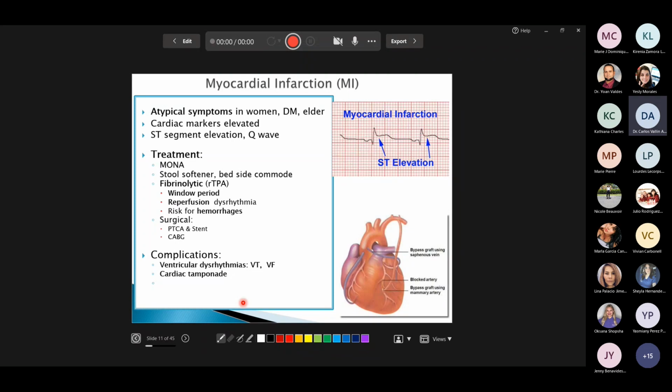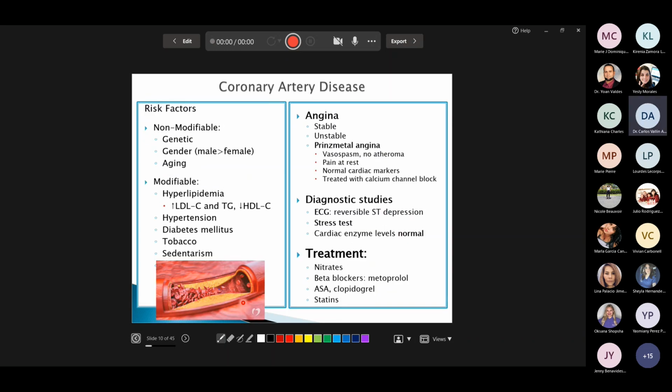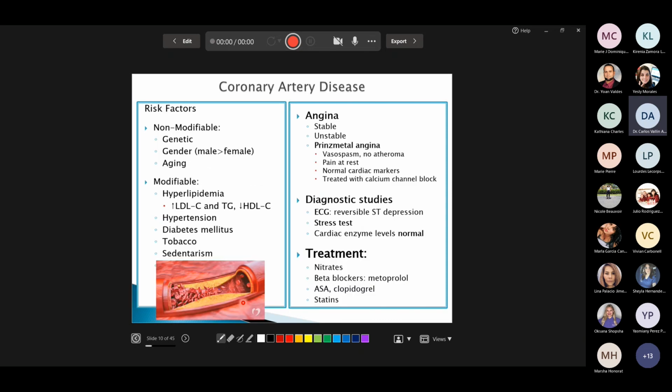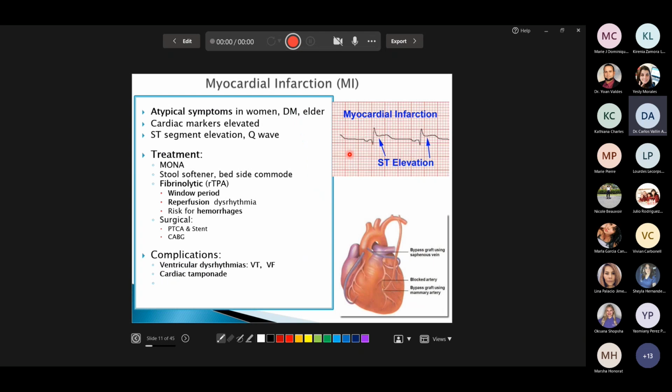Chest pain is present both in angina and myocardial infarction. But in angina, the chest pain tends to be during exercise, while in myocardial infarction it tends to be at rest. That's why Prinzmetal angina is confused with myocardial infarction. The big difference is that myocardial infarction is not reversible. It is irreversible, so the changes that the patient will present in the EKG will not return to normal immediately.